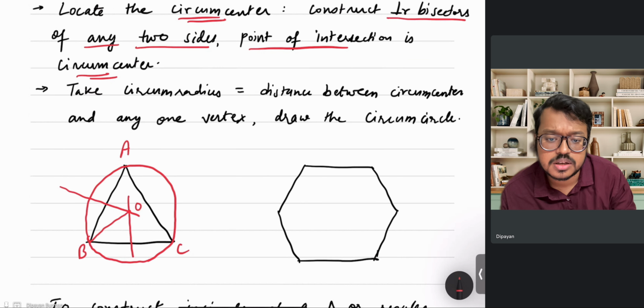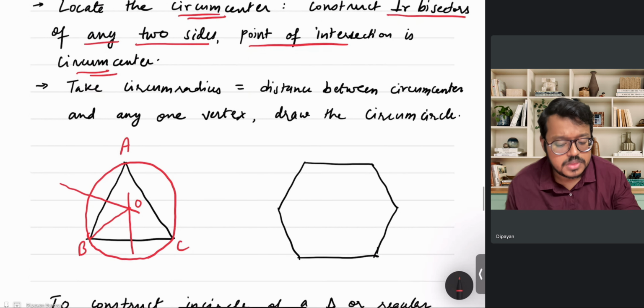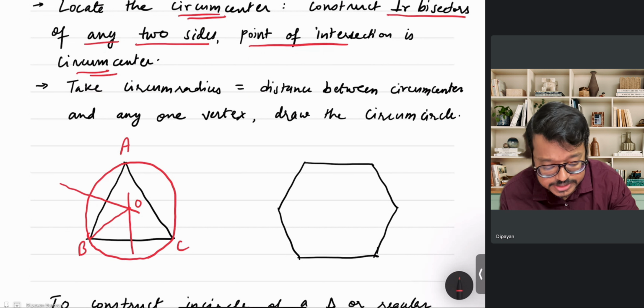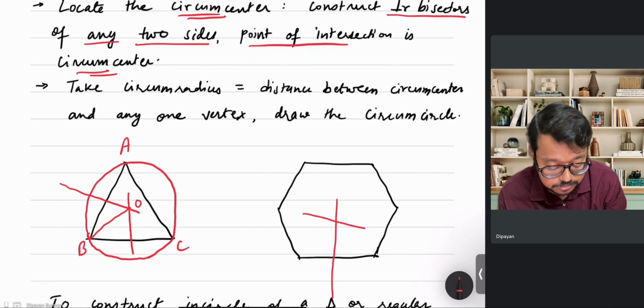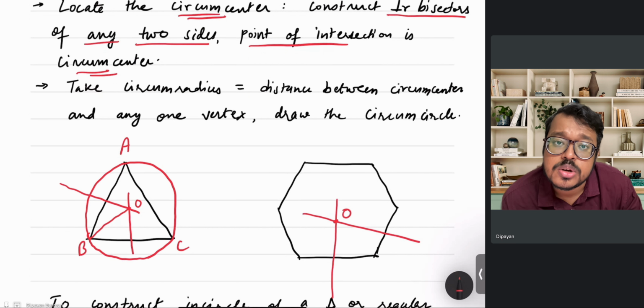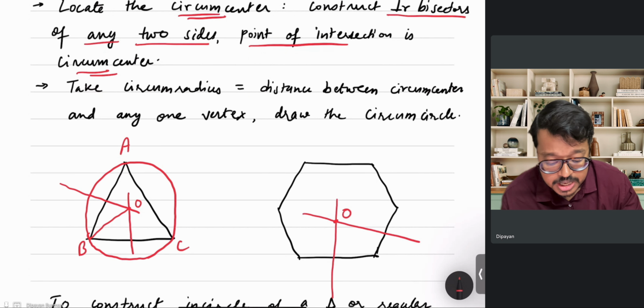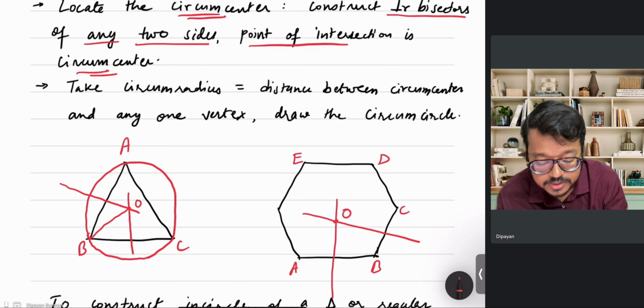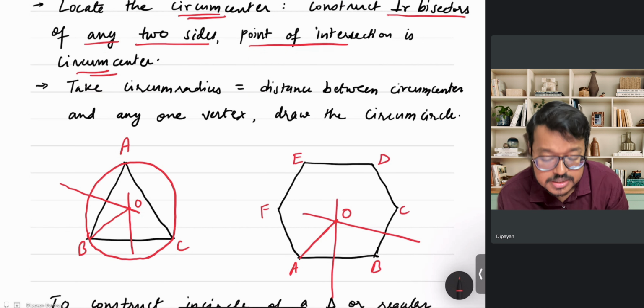And in the case of a regular hexagon, again you can draw the perpendicular bisectors of any two sides. For example, you choose the bisector of this side and this side. This intersection point is going to be the circumcenter of that regular hexagon. And then a regular hexagon has 6 vertices, A, B, C, D, E, F. You can choose, let's say, the length OA as the radius.